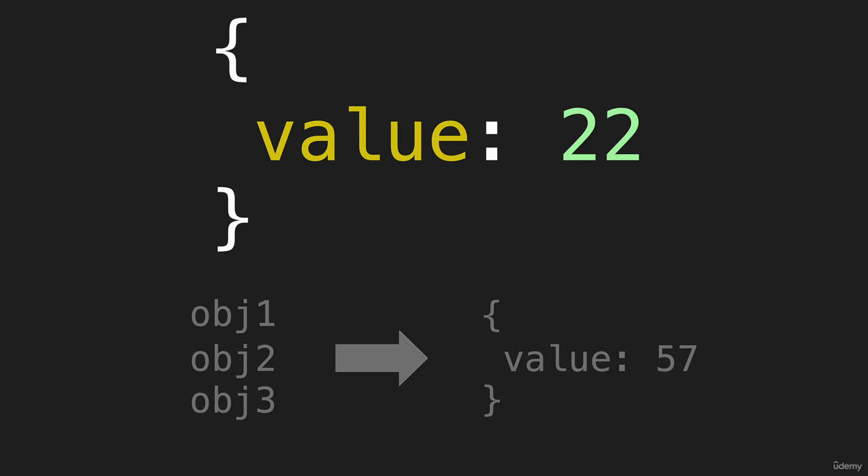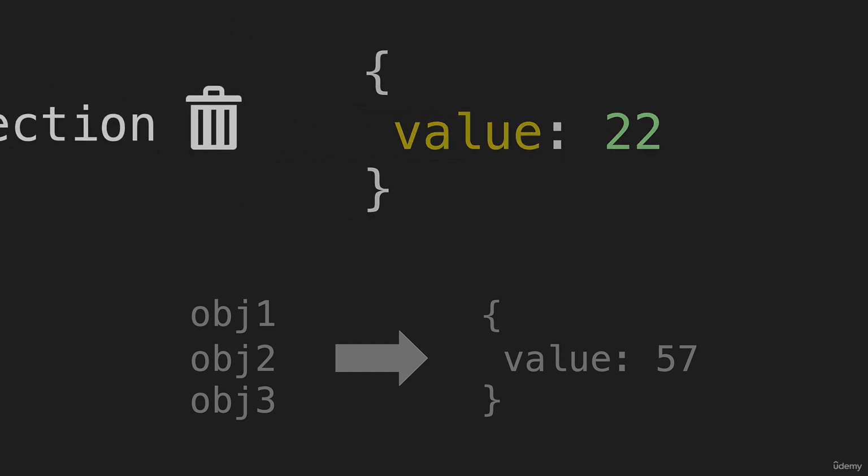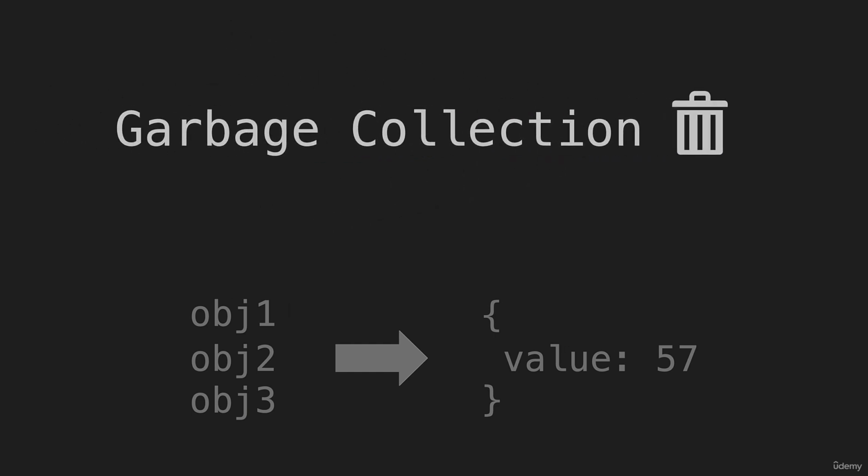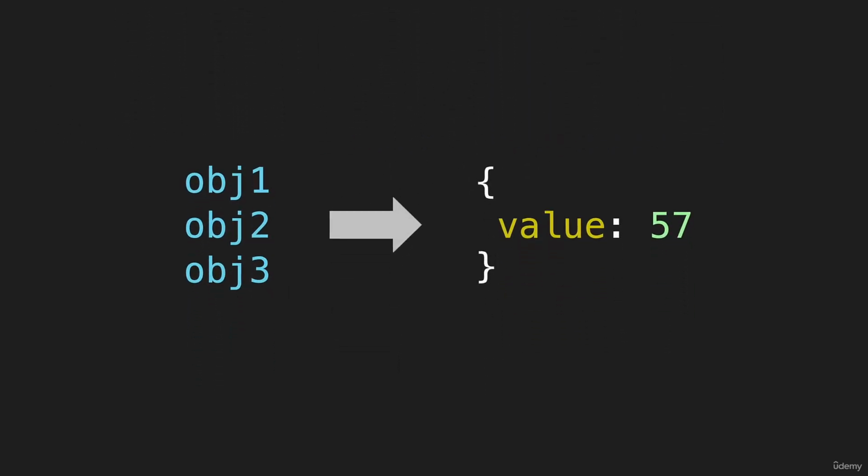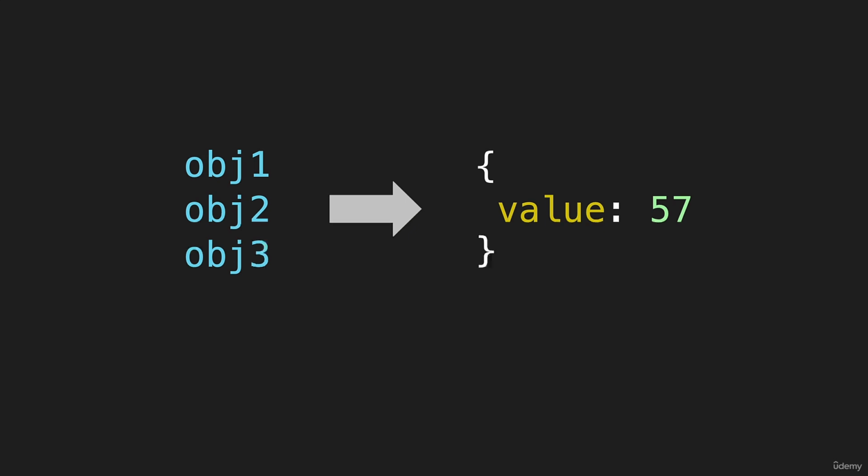So periodically what JavaScript is going to do is it's going to clean up things like this through a process called garbage collection, and it will remove that. And that wraps up our section on pointers.